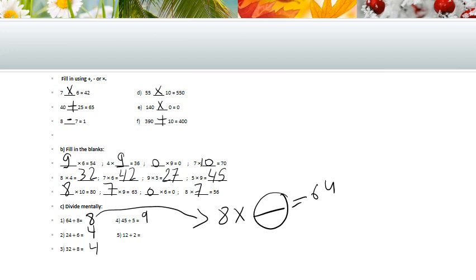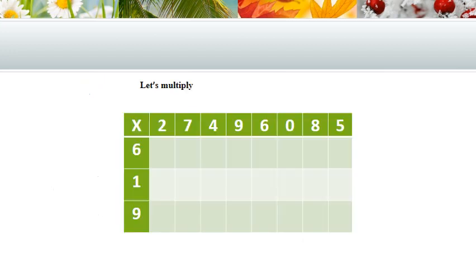It will be 9. 12 divided by 2. 2 times what gives us 12? It will be 6. Okay? Let's multiply. 6 times 2 equals 12.